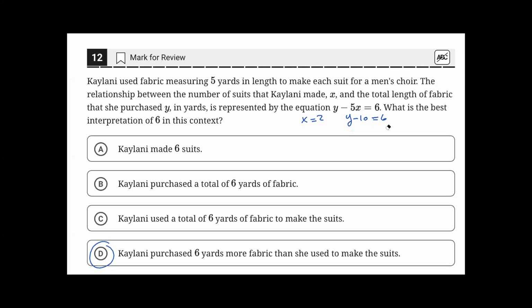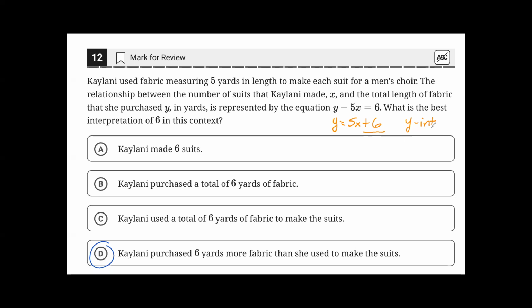Another way to approach this problem is to notice that this equation is almost written in slope-intercept form as a linear equation. If you add 5x to both sides, you would get y equals 5x plus 6. When written in this form, it's easier to identify that this plus 6 is the y-intercept. In these types of word problems, the y-intercept represents the initial amount, or like the starting value that you begin with before the scenario starts taking place.